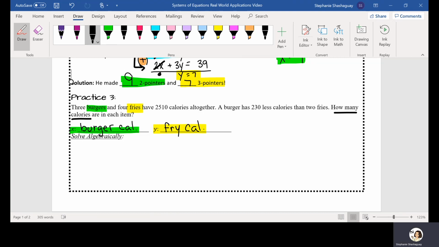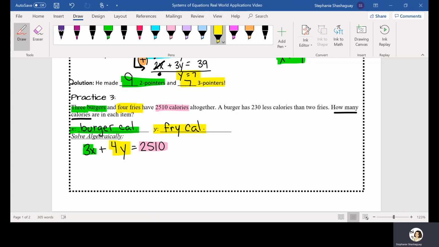It says 3 burgers and 4 fries. So 3x plus 4 fries was equal to 2,510 calories. Okay, so the 3 came from here. The 4 was right here, my 4 fries, so my 4y, so 3x plus 4y is equal to 2,510.